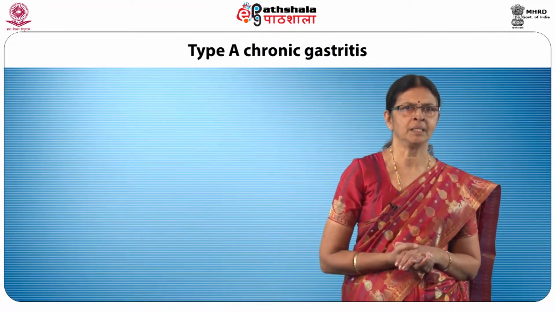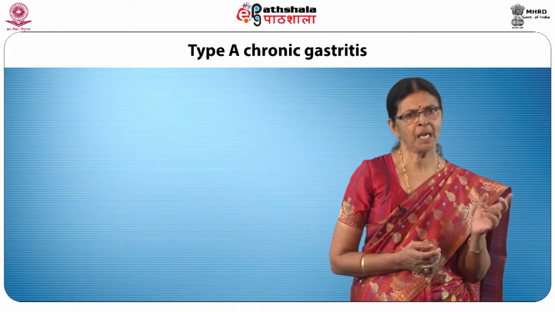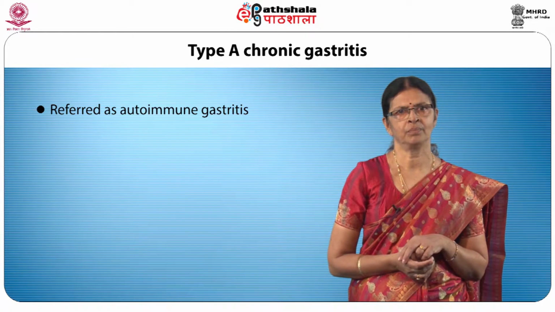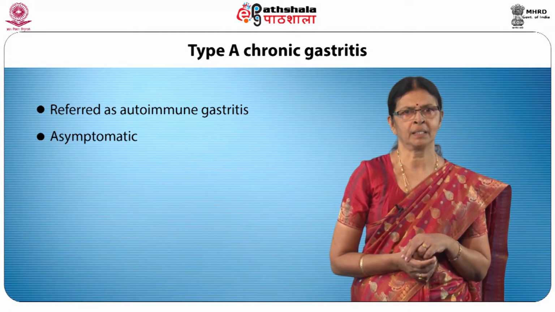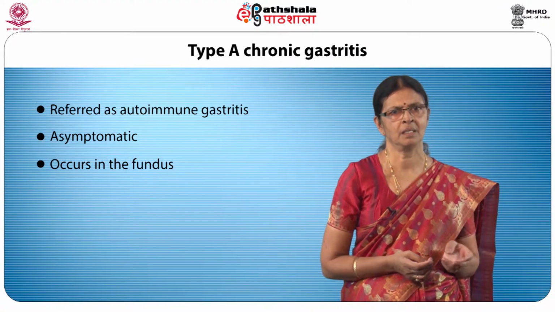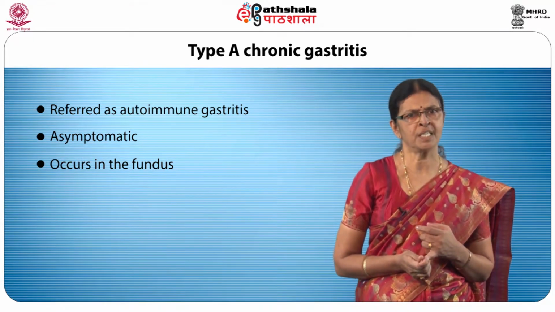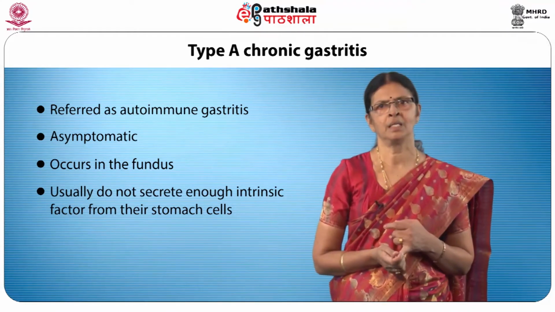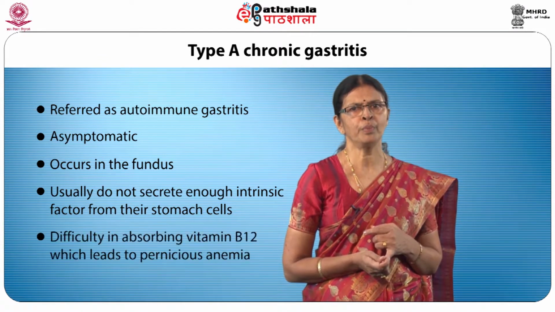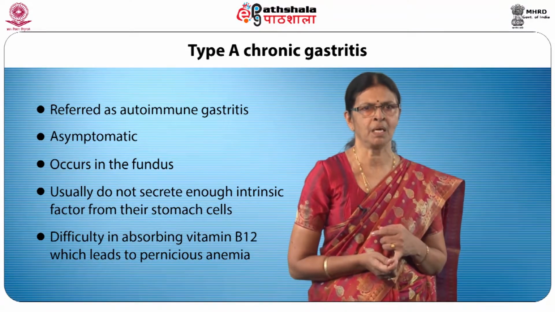In chronic gastritis, there are type A and type B. Type A chronic gastritis is also known as autoimmune gastritis. It is asymptomatic. The fundus of the stomach is mainly affected in this type. In this condition, there may be inadequate secretion of intrinsic factor from the stomach cells. We are aware that in the absence of intrinsic factor, absorption of vitamin B12 is prevented and causes pernicious anemia.